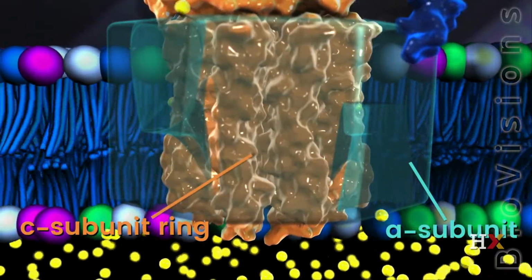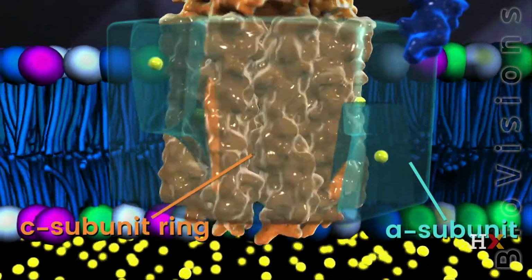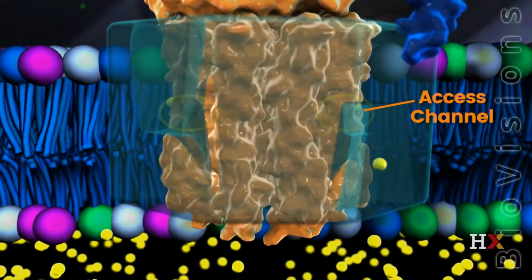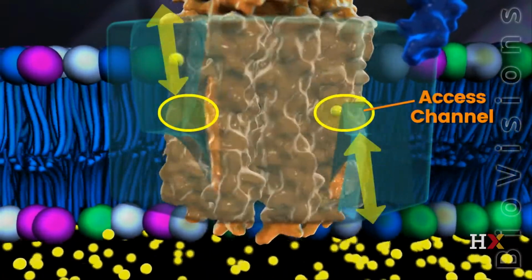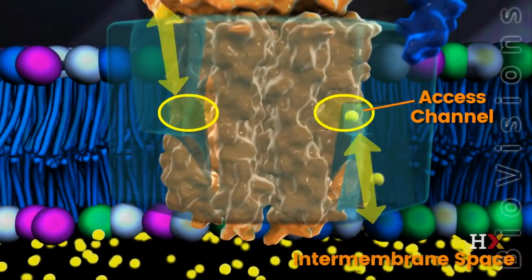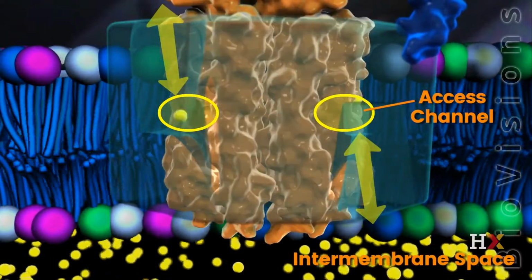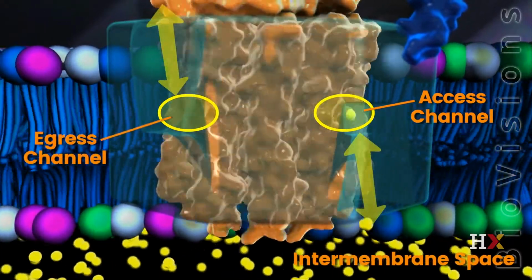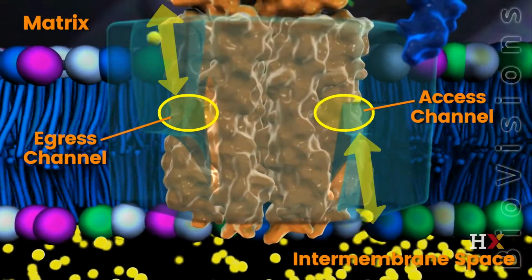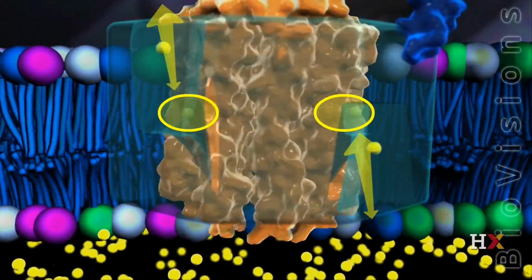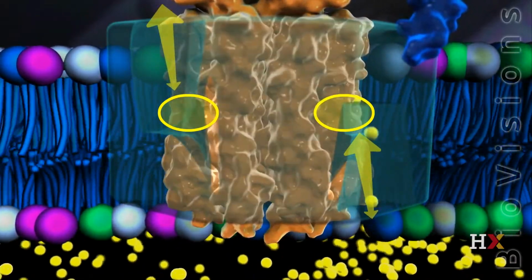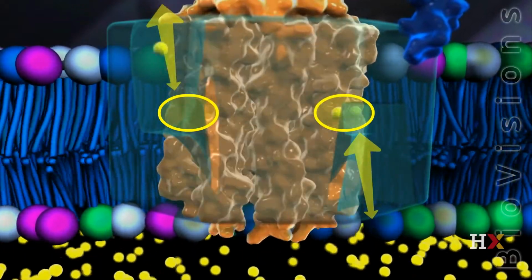Here we see the C ring and the A subunit. We don't know the full structure of the A subunit, but we know that there's an access channel for protons on the A subunit right in the intermembrane space. And there's a separate egress channel for protons on the matrix side. In this animation, you see protons flowing out from an interface between the C ring and the A subunit.